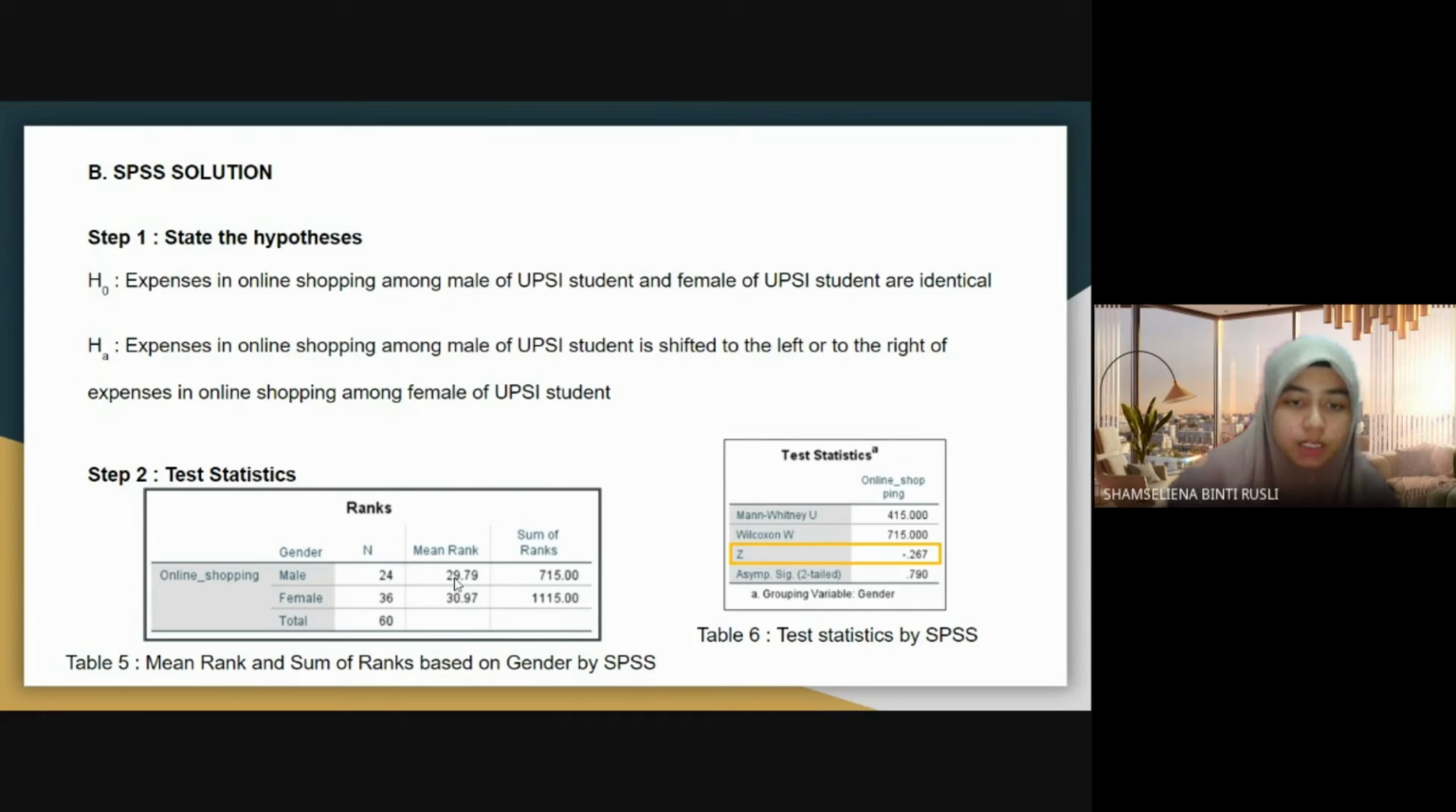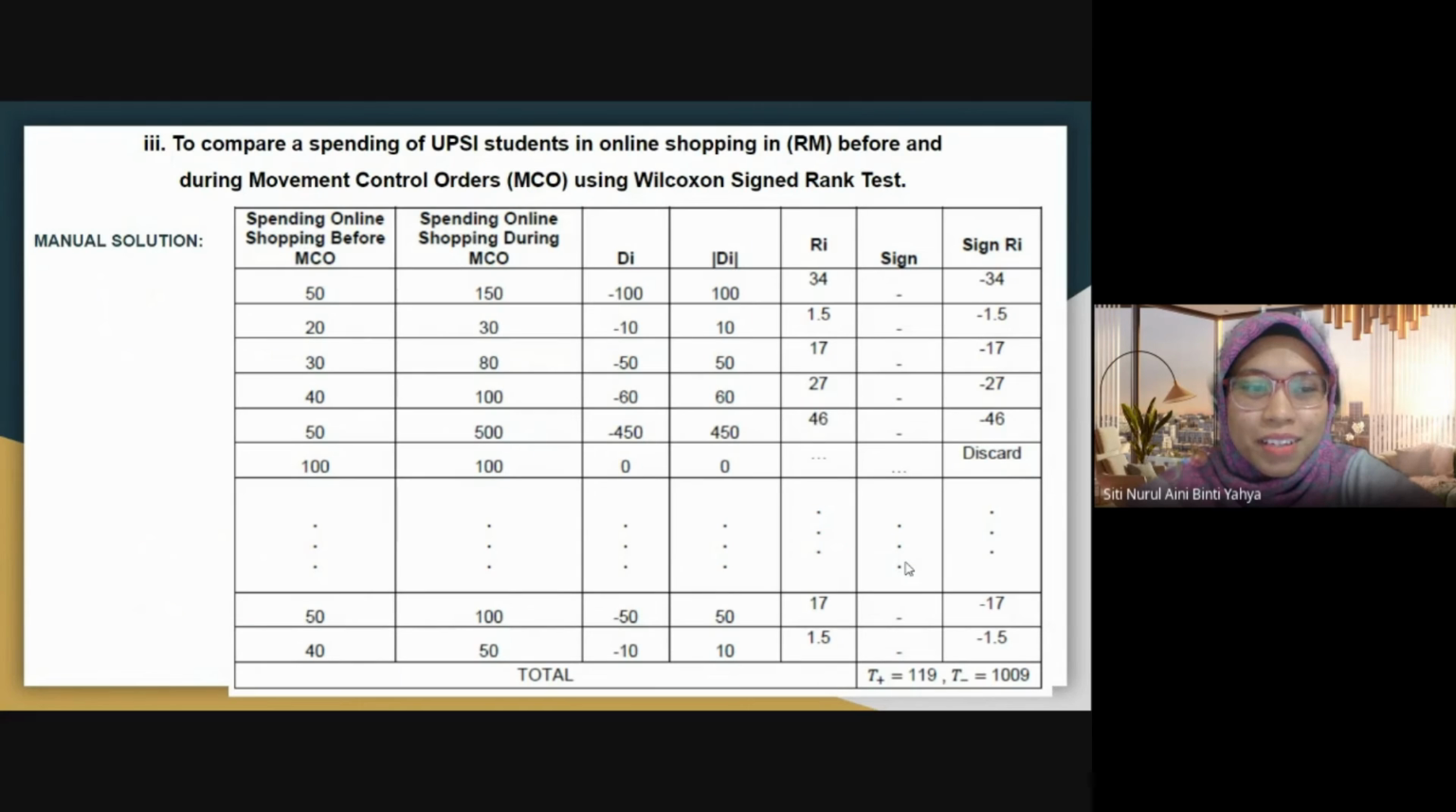For the mean rank, also 29.79, and for the female it is 30.797. Okay, table 6 is about the test statistic by SPSS. As we can see, the Z value here is negative 0.267.